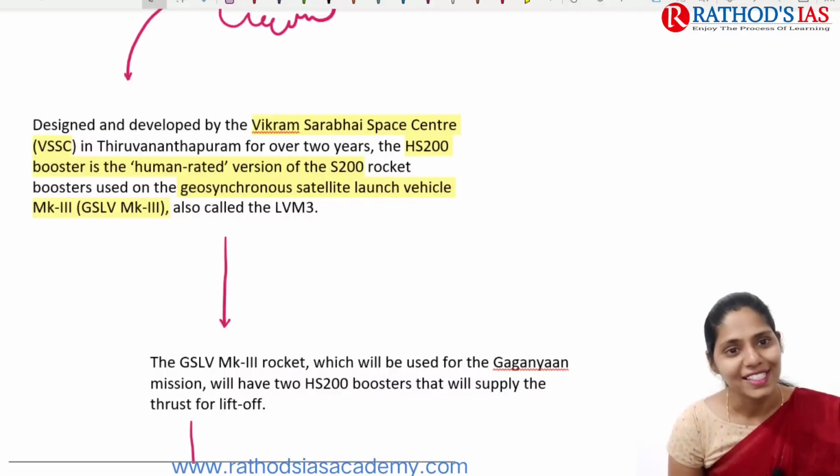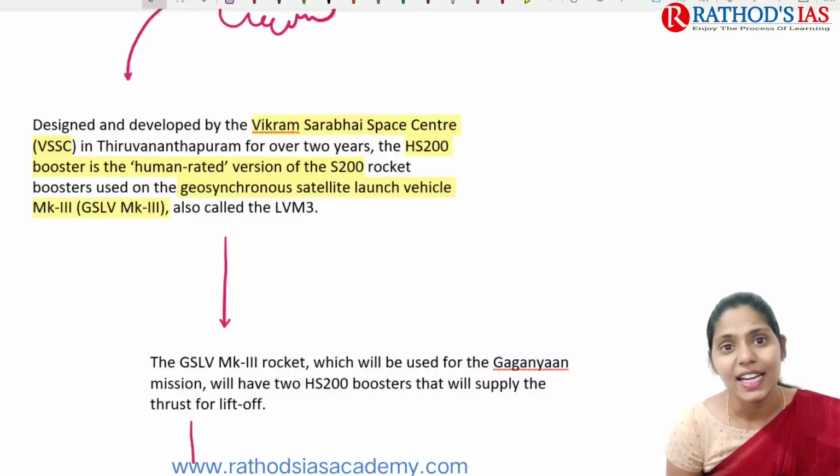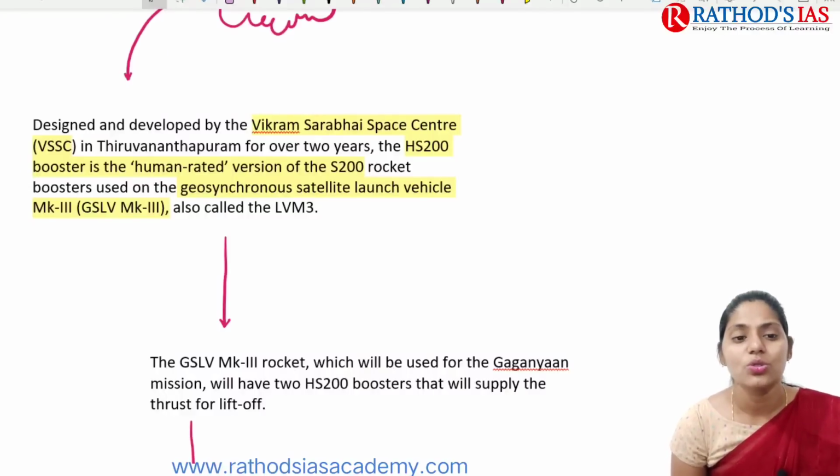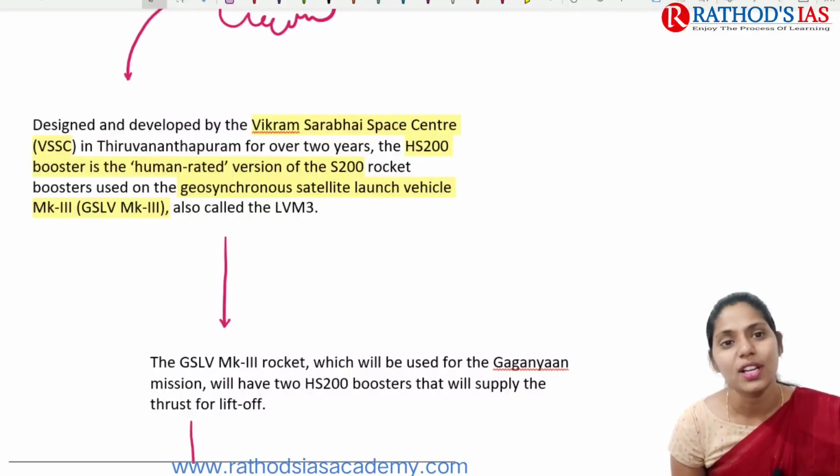If you're talking about details, it is mainly designed and developed by the Vikram Sarabhai Space Center, which is located in Thiruvananthapuram, over 2 years. And this HS-200 booster is a human-rated version of the S-200 rocket boosters, which are mainly used in the Geosynchronous Satellite Launch Vehicle, that is Mark 3. So this is one important thing here.